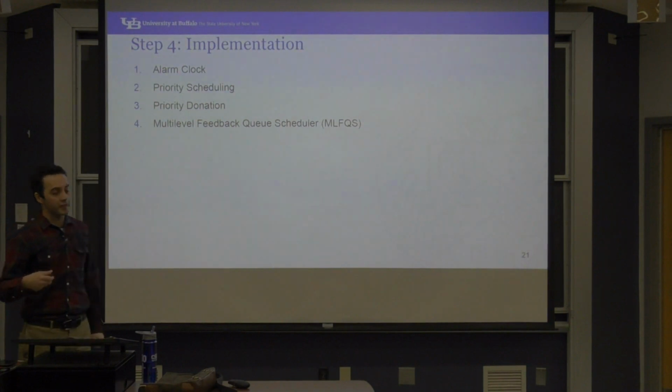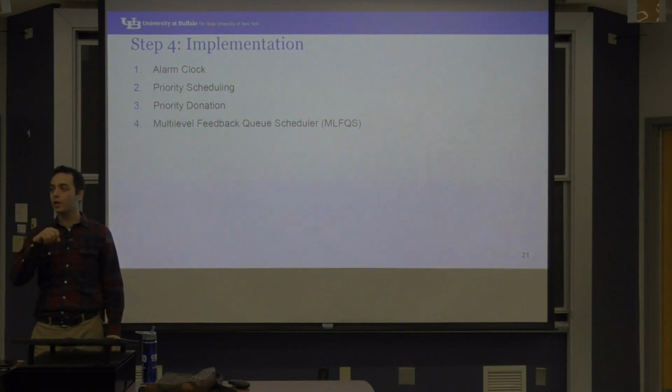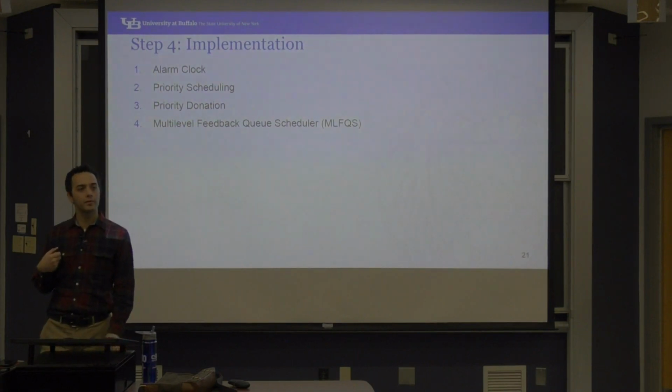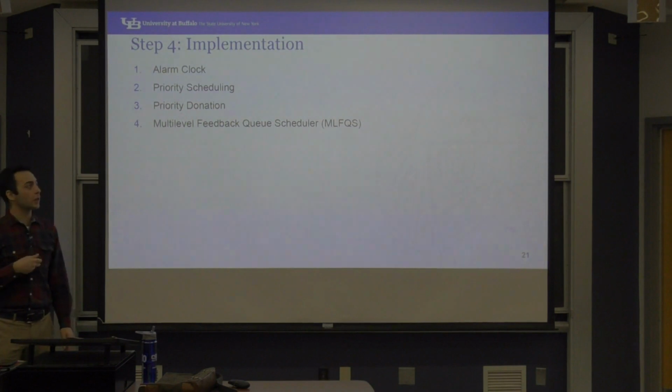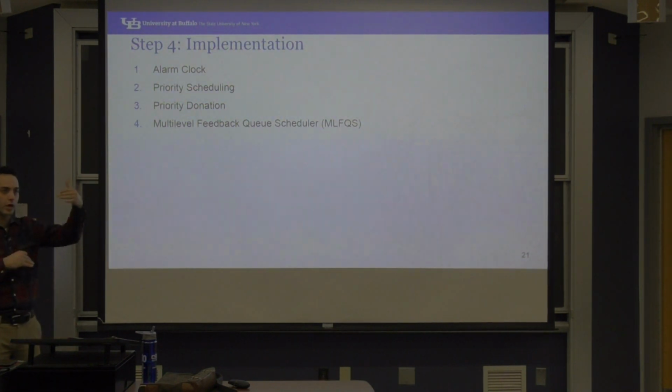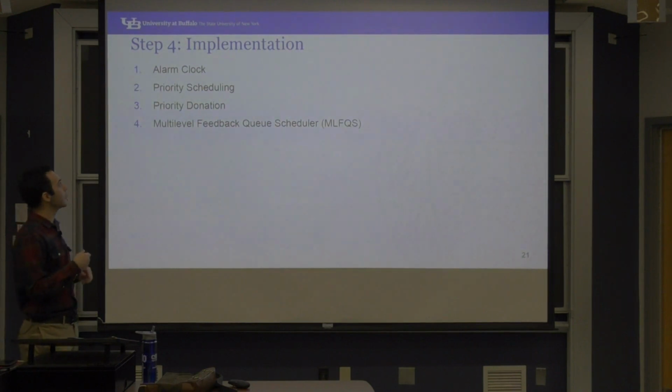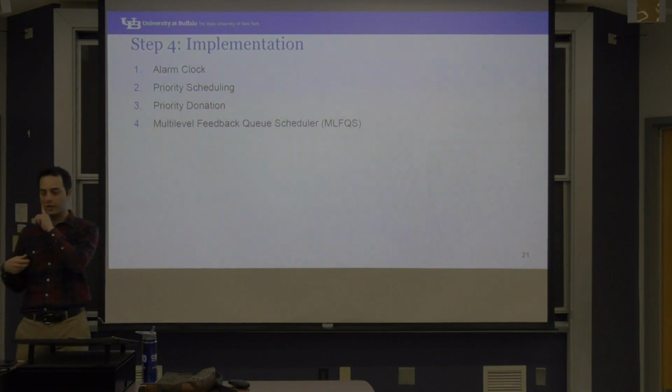Think of it through. Now the implementation. All right. Before going through these steps, any questions? All right, so the implementation has 4 steps. If you look at the manual, actually the priority scheduling and the donation are within the same section in your manual, but basically they should be approached separately.